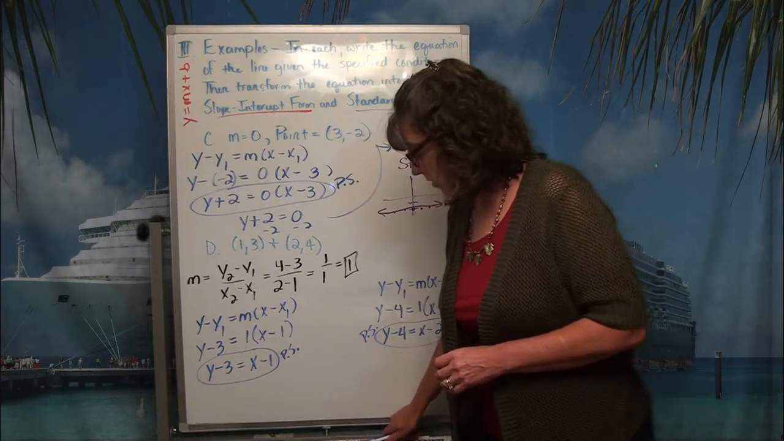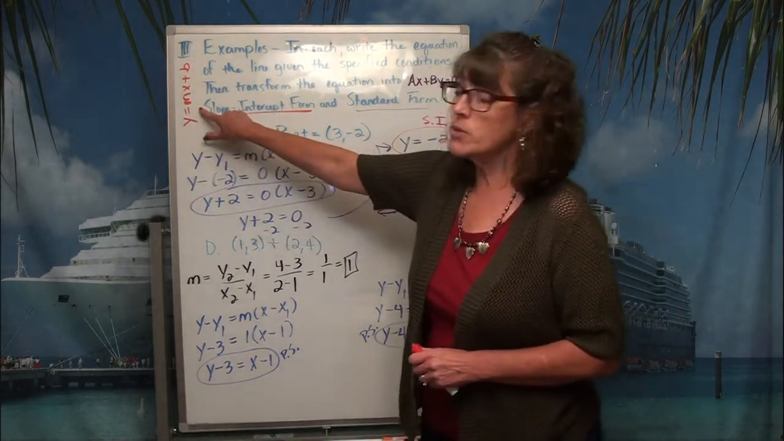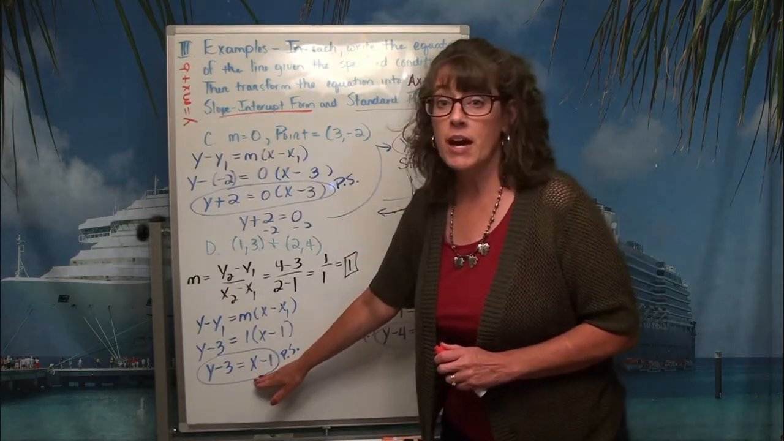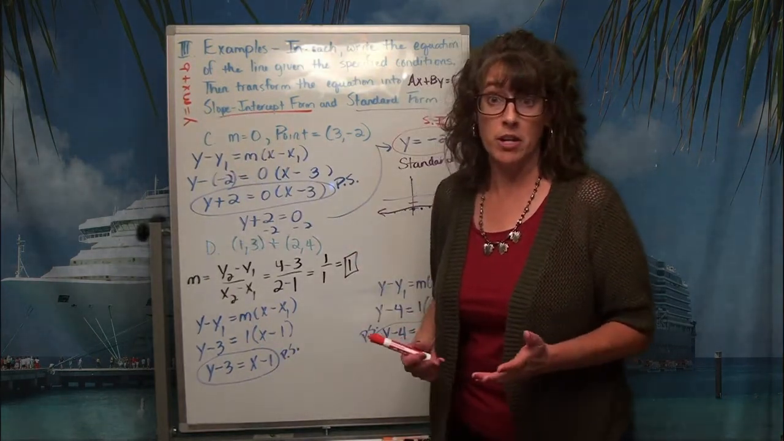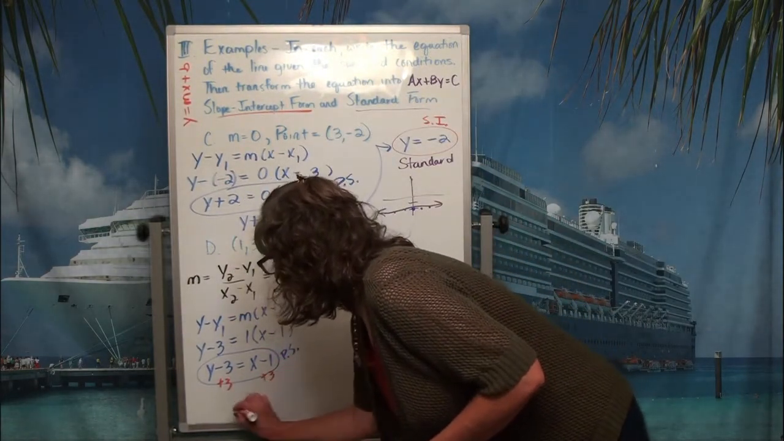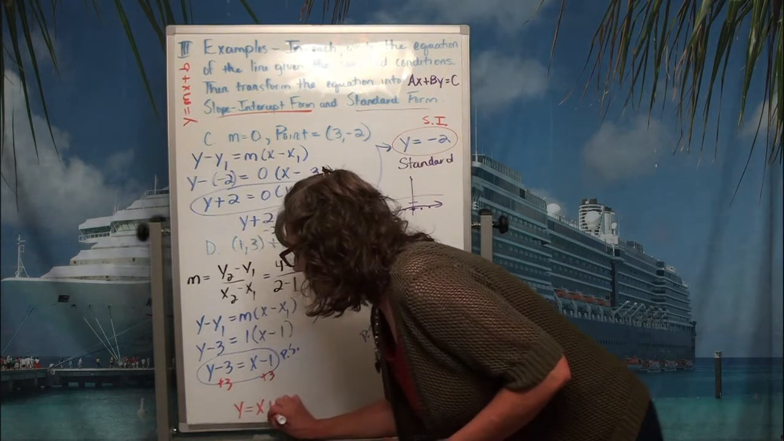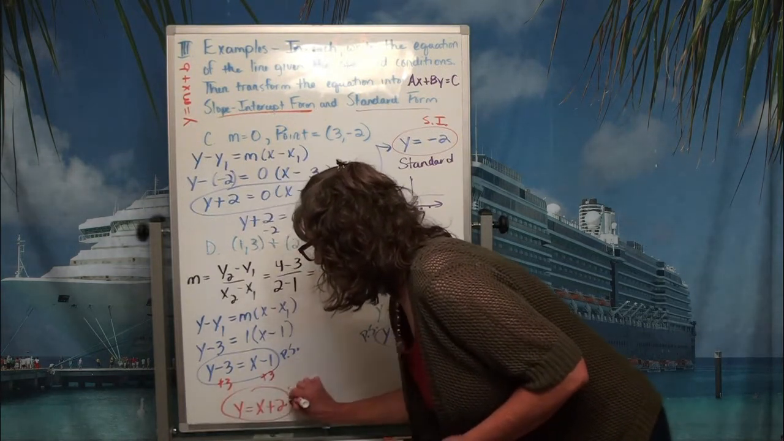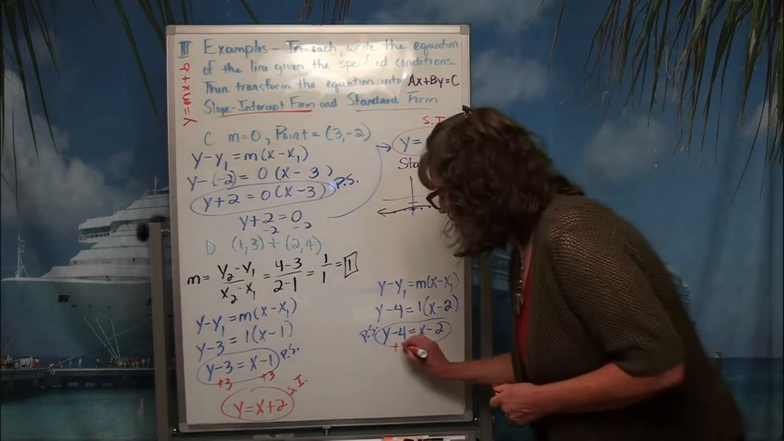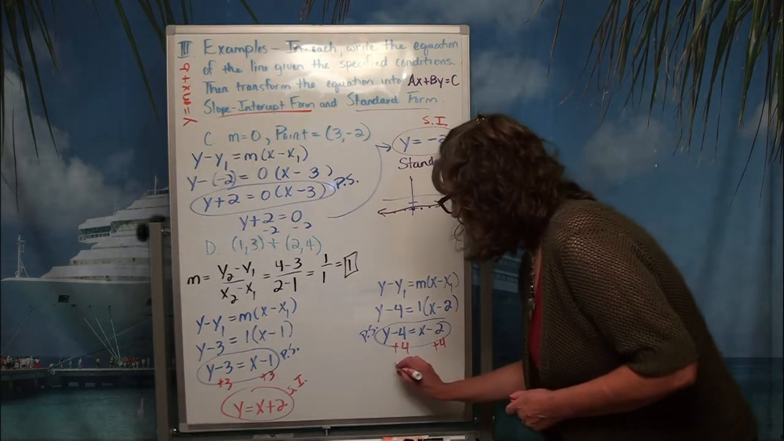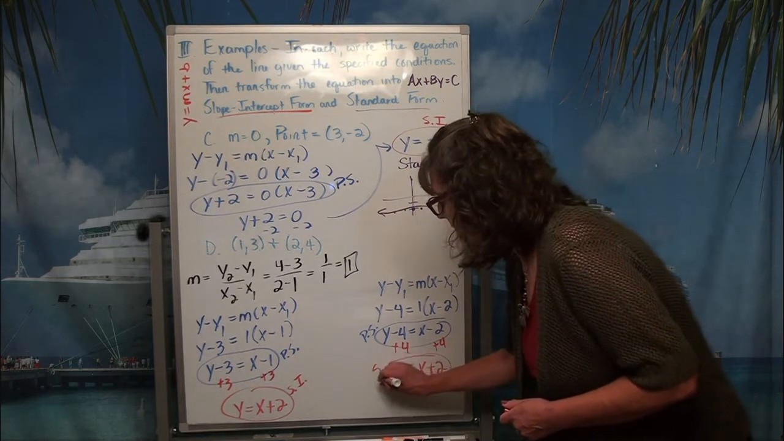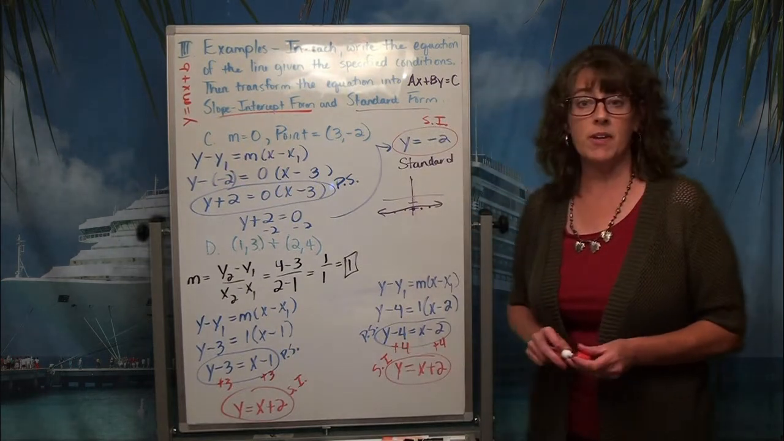Watch what unfolds here. Remember, slope-intercept, y equals mx plus b. I need to get the y by itself. Here, the only thing I have to do is add that 3 to the other side, and I'm done. So I'm going to add that 3, and that will give me y equals x plus 2. There it is, slope-intercept. Here, to get that y by itself, all I have to do is add 4. And when I do, I get y equals x plus 2. Oh my goodness, check it out. They're the exact same thing.